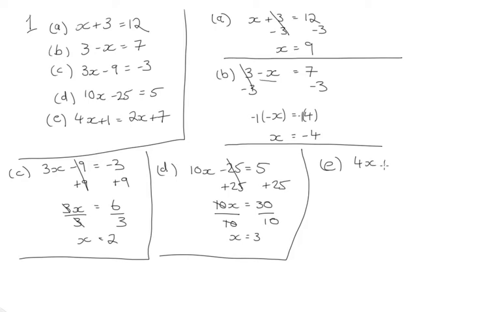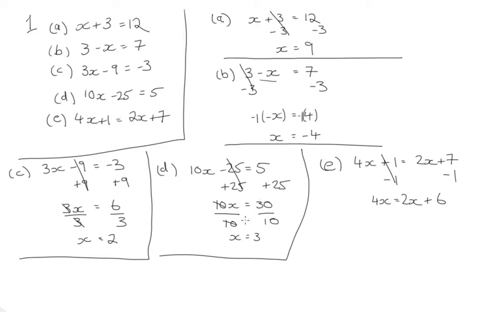4x plus 1 is equal to 2x plus 7. Let's bring all the constants. The constants are the numbers without any letters. Let's bring them over to the right-hand side first. So 4x plus 1, what's the opposite of plus 1? It's minus 1, but I have to minus 1 to both sides. So they cancel each other out. So I'm left with 4x is equal to 2x plus 7 minus 1 is 6.